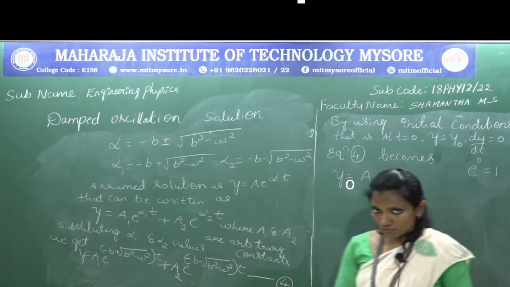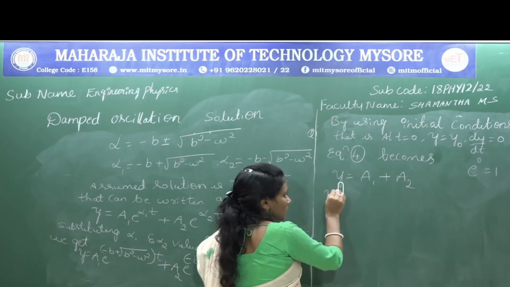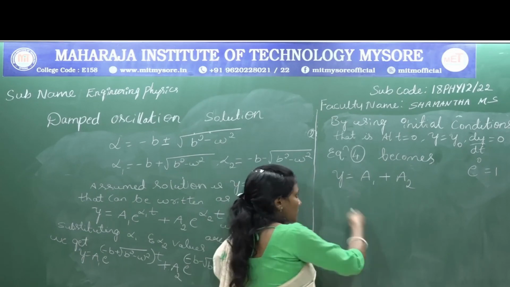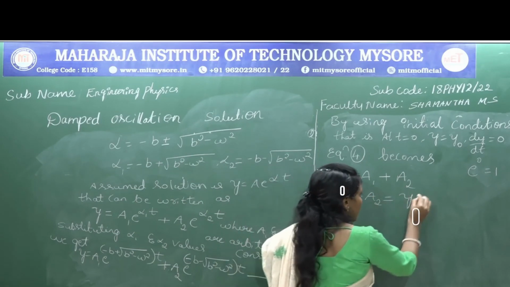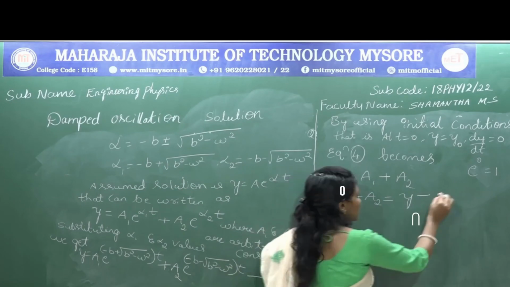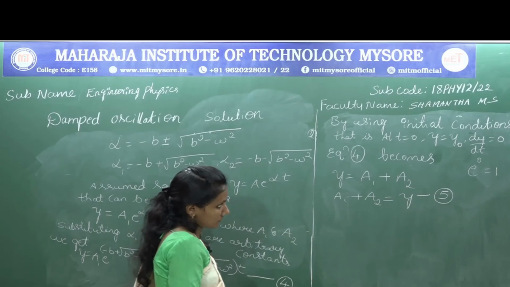For convenience, we rearrange this as a1 plus a2 is equal to y naught, and name it as equation 5.